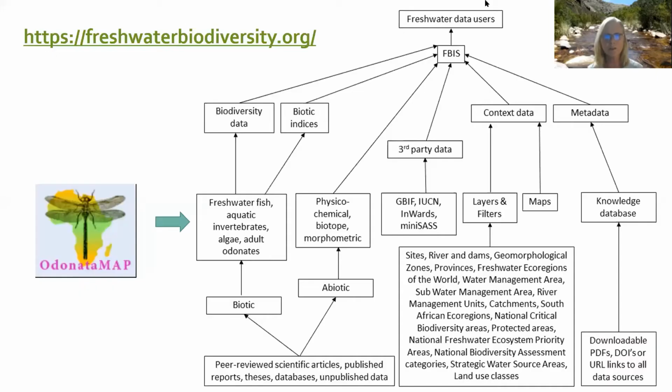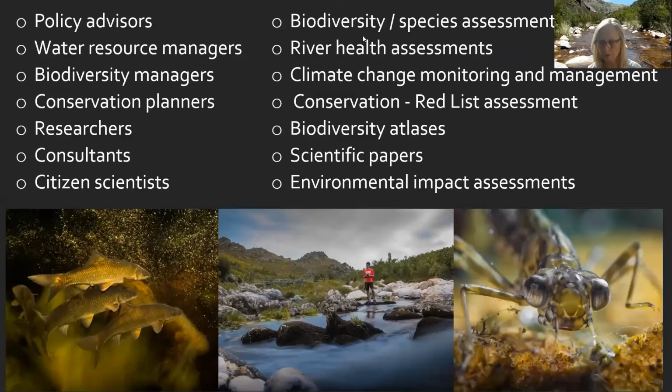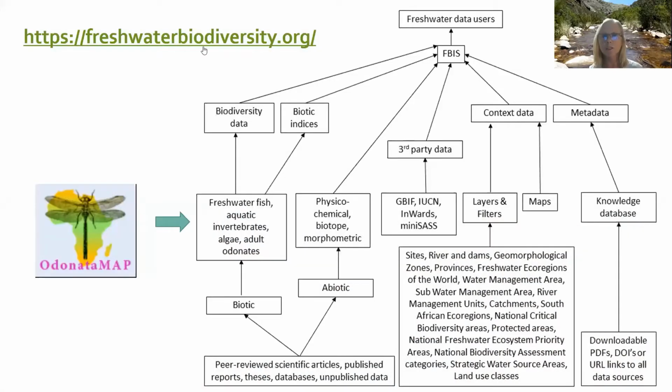Okay, so delving into the Freshwater Biodiversity Information System, the URL is on the top left here for those of you who would like to enjoy it later on. At the top we've got our freshwater data users, and we've got the FBIS, the information system. Don't be too put off by this little schematic.